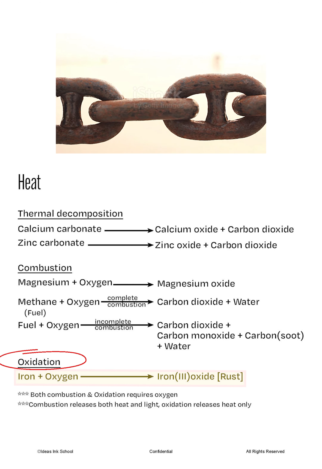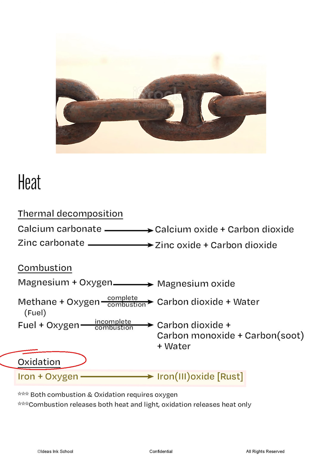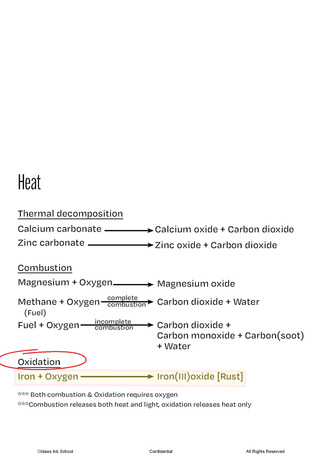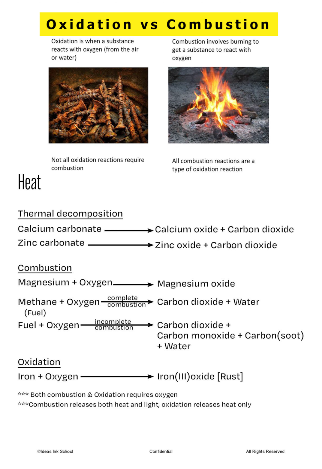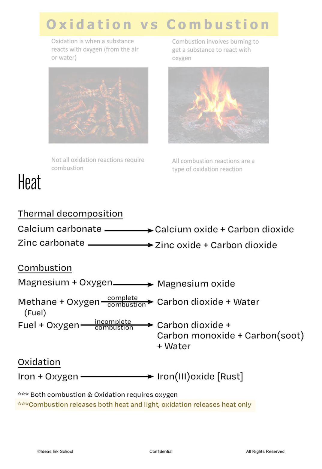This causes iron to react with oxygen to produce iron trioxide, also known as rust. So what is the difference between a combustion reaction and an ordinary oxidation reaction? Combustion reactions often release both heat and light energy during the process, while oxidation reaction usually releases heat only.